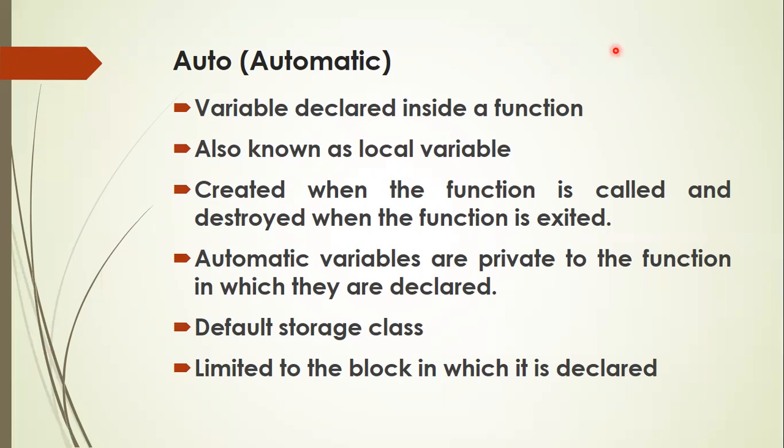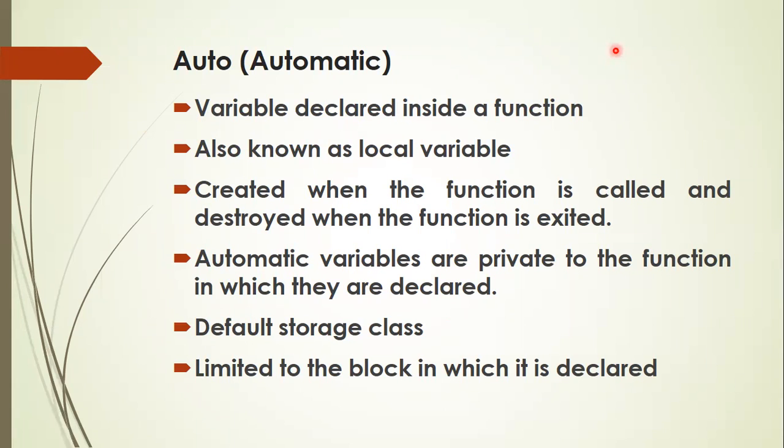The main characteristic of an automatic variable is that it is created when you call that function. The moment you leave that function, the variable is destroyed. So the scope of an automatic variable is restricted to only the function in which it is defined. You cannot take it outside a particular function. It has to be declared inside a function and used inside the function. At the time of leaving the function, the variable will be destroyed.